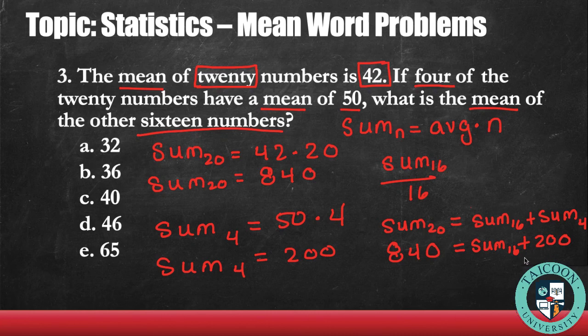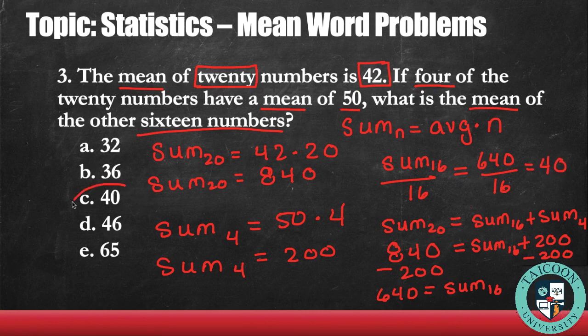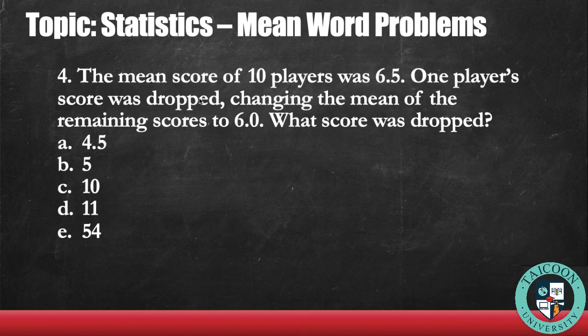Now you got it. We're going to subtract 200 on both sides of this equation, and we have the sum of 16 numbers is going to be 640. If we plug that value into our equation, we have 640 divided by 16 is equal to 40. So 40 is actually the mean of the other 16 numbers. Let's tackle 2 more problems before we move on to a different type of mean word problem.